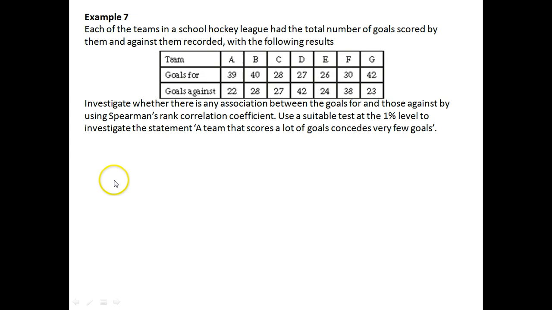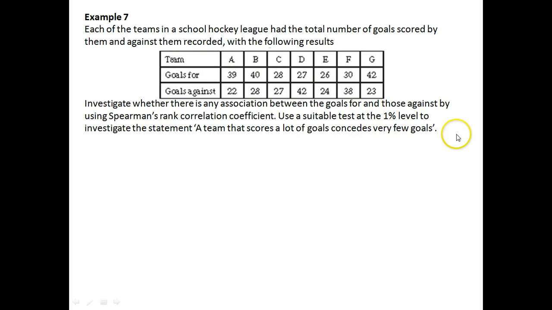Another example: each of the teams in the school hockey league had the total number of goals scored by them and against them recorded with the following results. Investigate whether there is any association between the goals for and those against by using Spearman rank correlation coefficient. Use a suitable test at the 1% level to investigate the statement: a team that scores a lot of goals concedes very few goals.